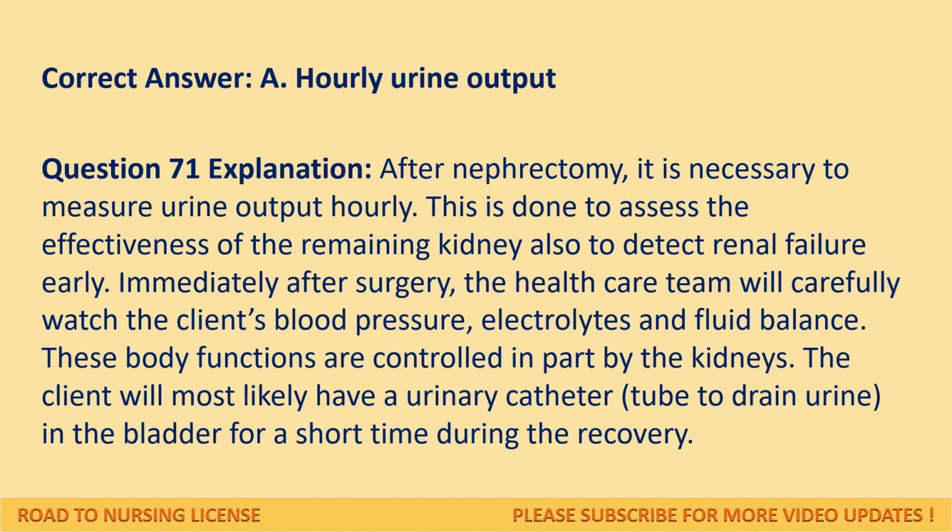Question 71 Explanation. After nephrectomy, it is necessary to measure urine output hourly. This is done to assess the effectiveness of the remaining kidney, also to detect renal failure early. Immediately after surgery, the healthcare team will carefully watch the client's blood pressure, electrolytes and fluid balance. These body functions are controlled in part by the kidneys. The client will most likely have a urinary catheter, a tube to drain urine, in the bladder for a short time during the recovery.